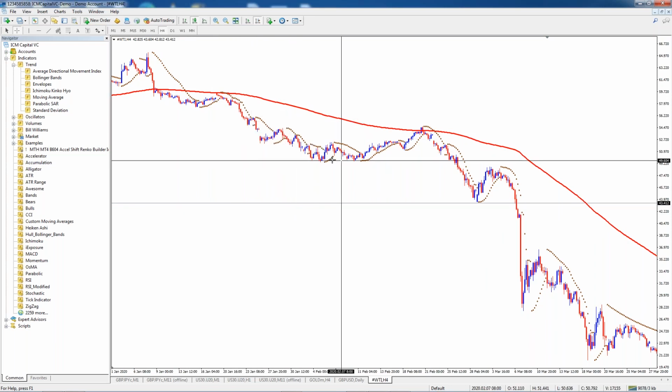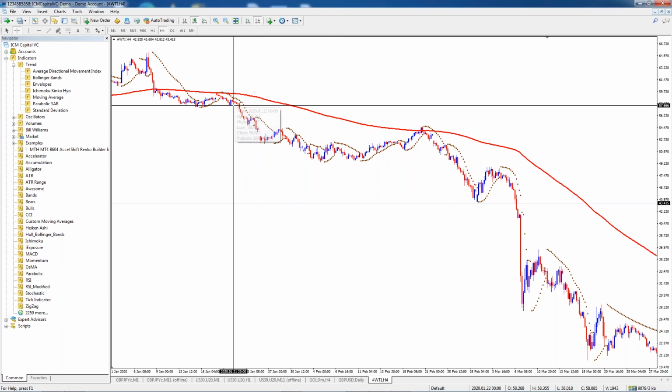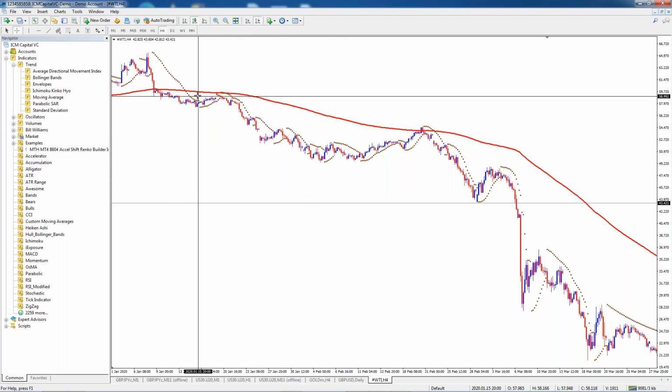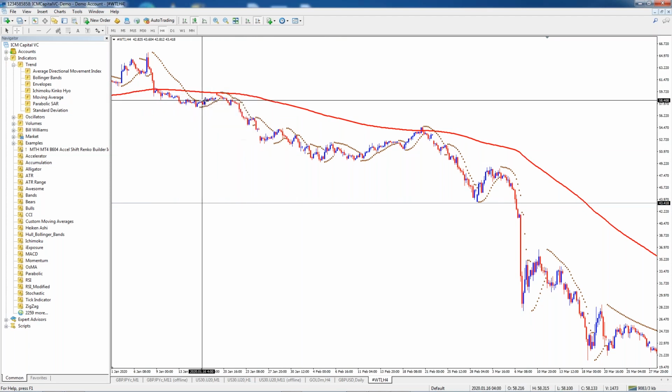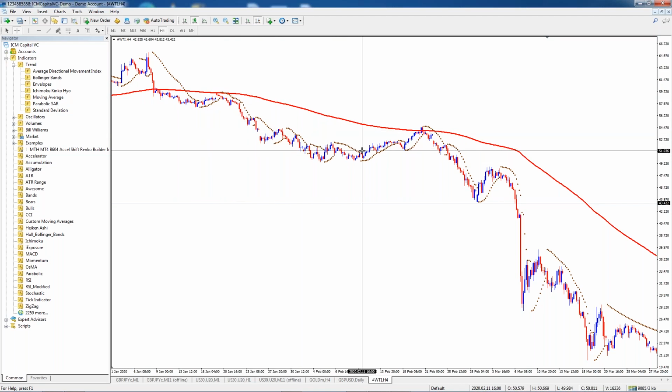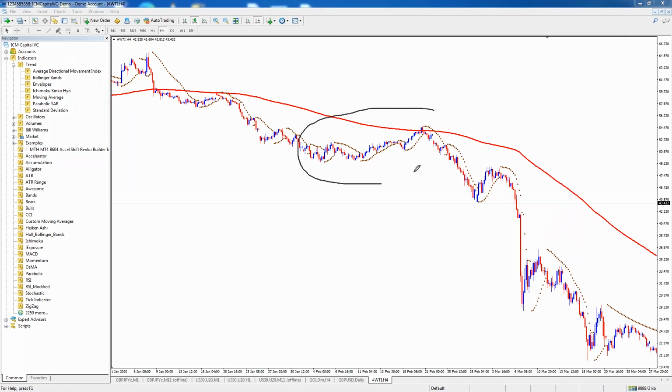Or you can do something else, which is selling also any crosses for the price above the SAR, while both of them remain below the moving average. For example, you're selling this, and then you're selling this here, and then you're selling here, and again one more time here and here. But this is one of the big risks of this trade.